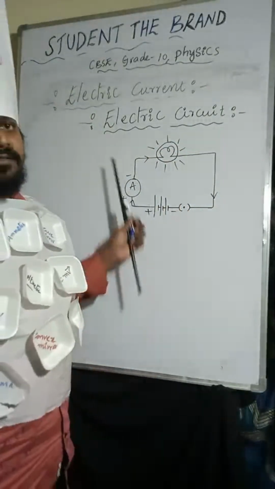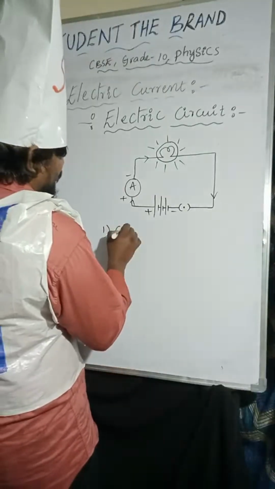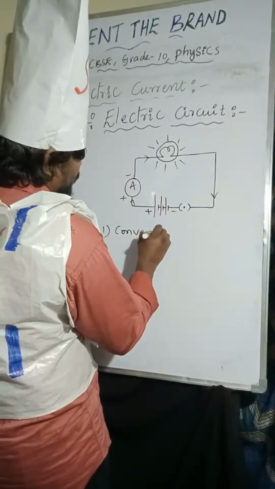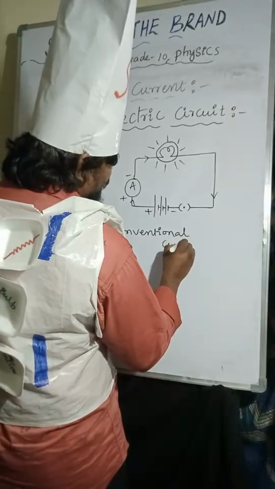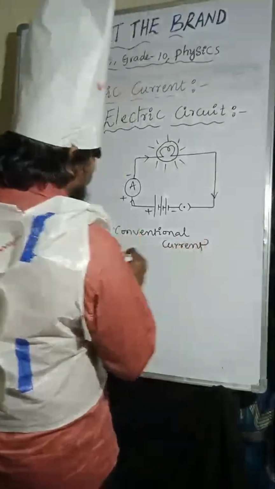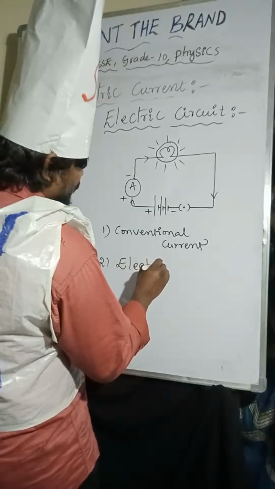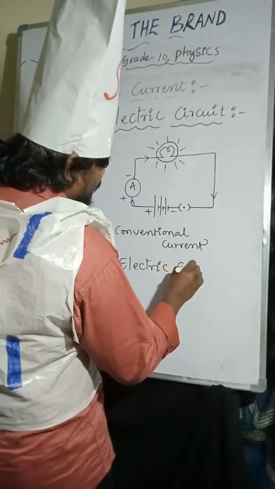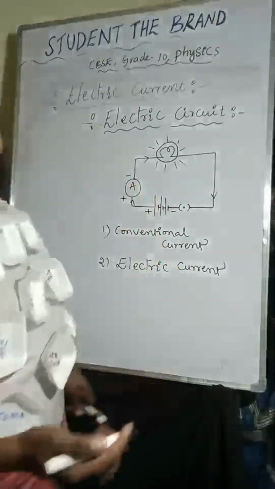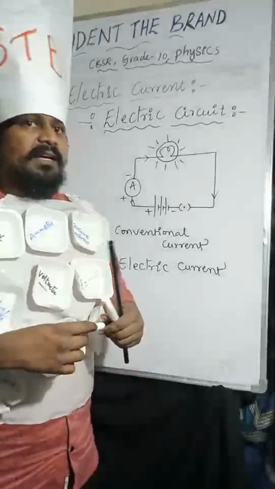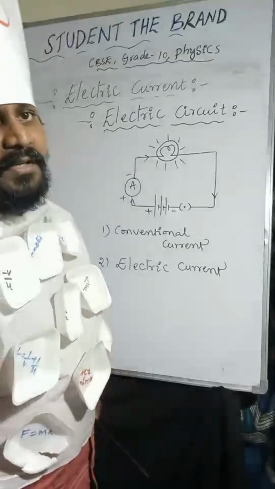Okay, so current is flowing. You can observe, the first one is conventional current, and the second one is electric current. So here, what do you mean by conventional current? Conventional current is nothing but the flow of positive charges.